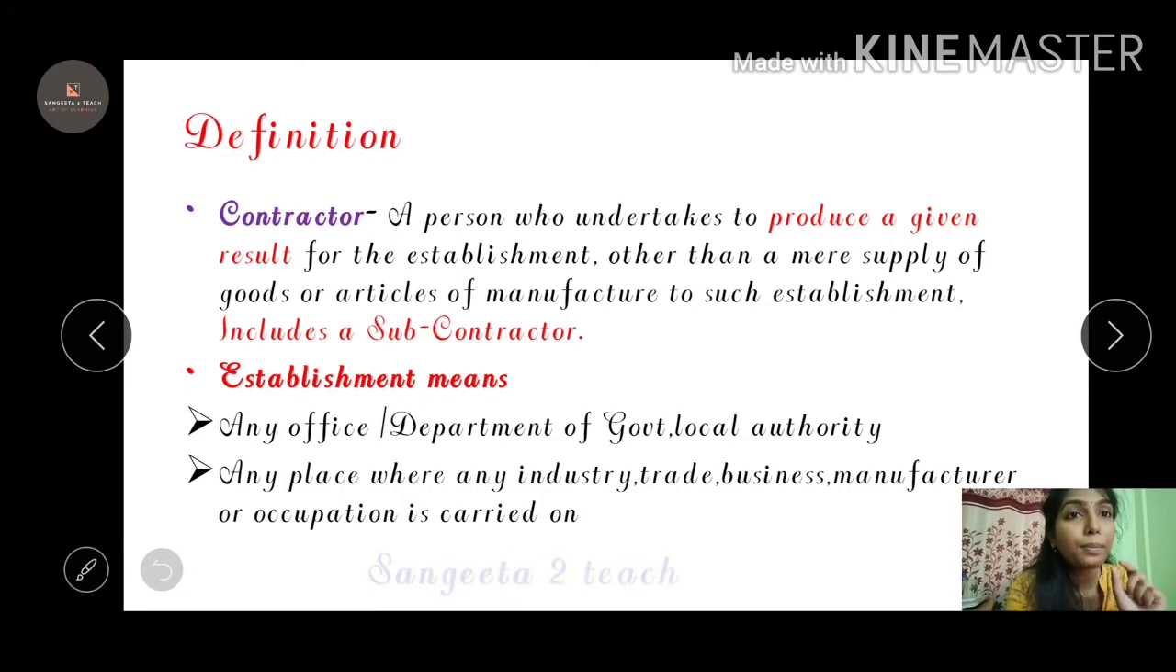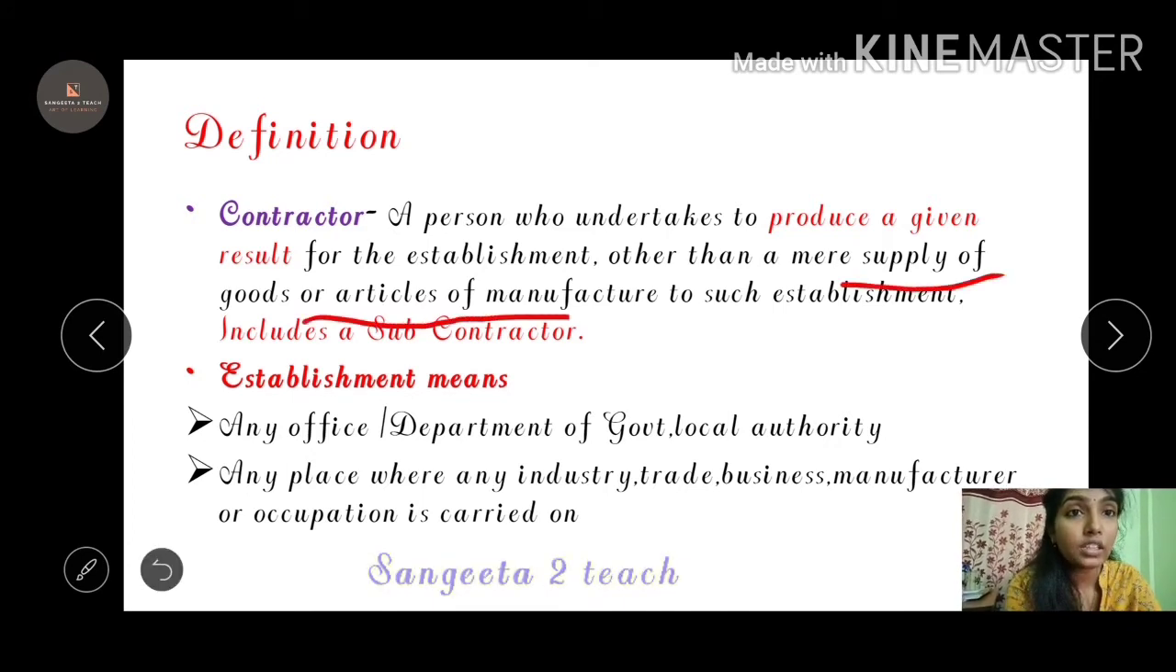A contractor is a person who undertakes to produce a given result. The principal employer, the owner, will give him a task he wants completed, and the contractor will produce that result for that establishment. He does not include a mere supply of goods or articles of manufacture for that establishment. So he will only produce the given result, and he is not included in the mere supply of goods and articles or manufacturing of such establishments.